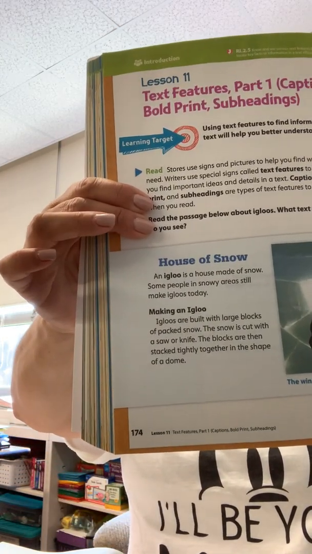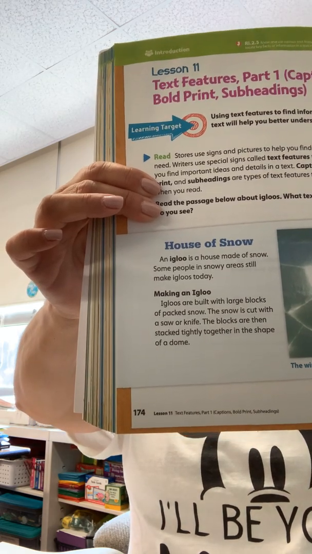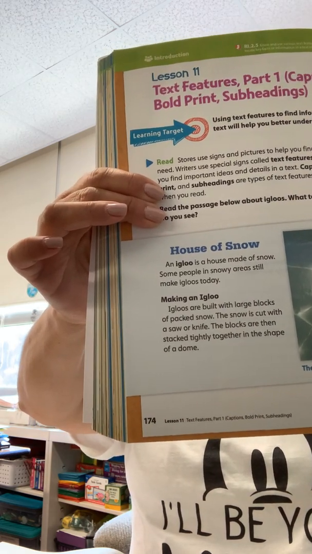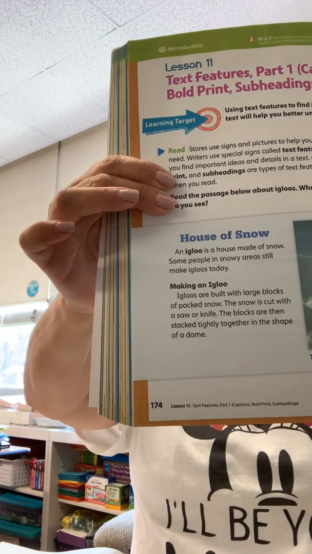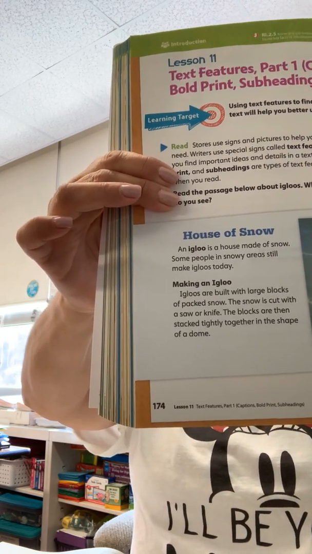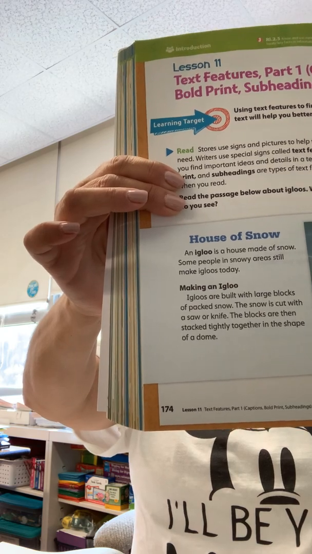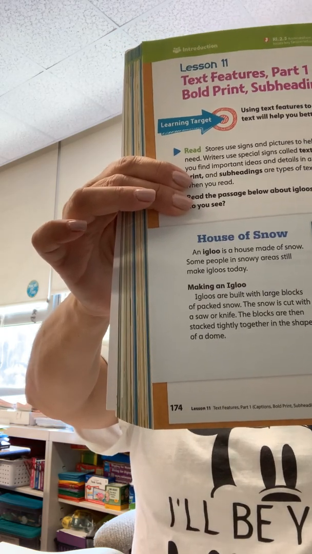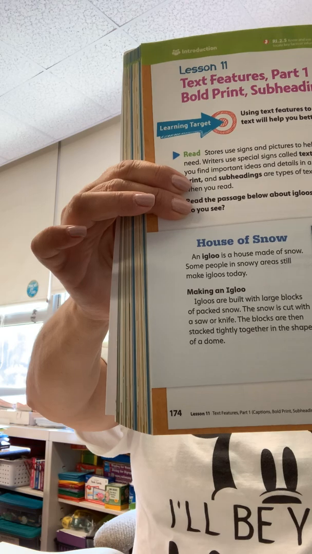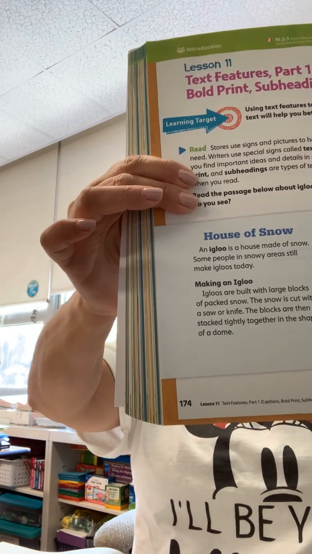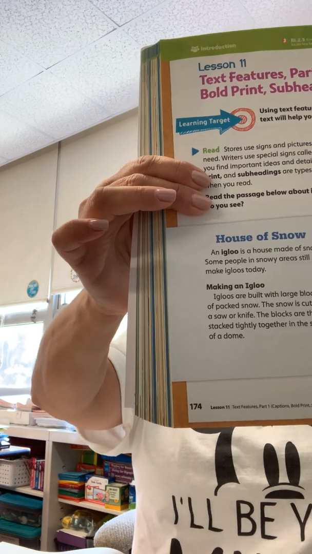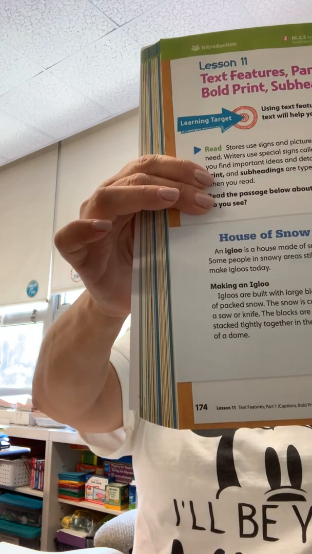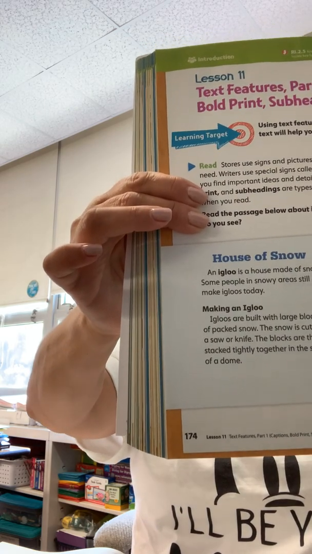House of Snow. An igloo is a house made of snow. Some people in snowy areas still make igloos today. Making an igloo. Igloos are built with large blocks of packed snow. The snow is cut with a saw or knife. The blocks are then stacked tightly together in the shape of a dome. The window in this igloo is made of sea ice.